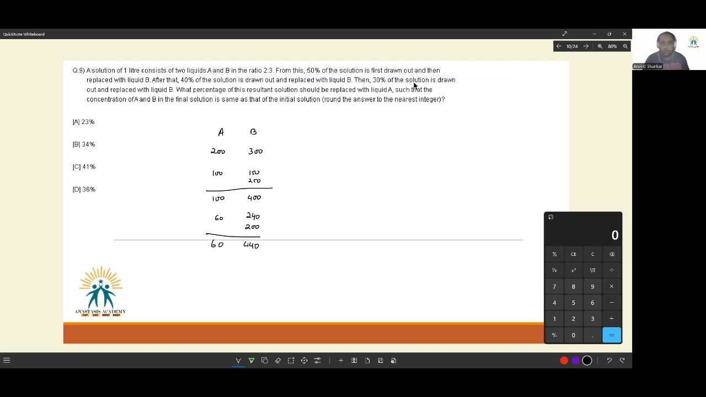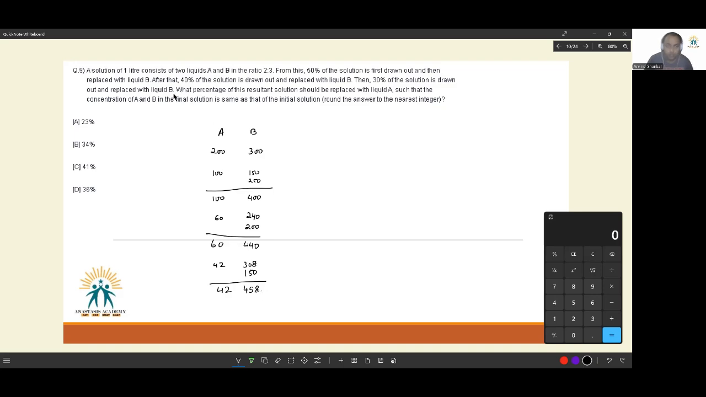Okay. Then 30% of the solution is drawn out and replaced with liquid B. 30% is drawn out. So 18 gone from here. So 42 left here. And 132 gone from here. So 308 left here. So 18 and 132, 150 is gone. 150 will be left back.